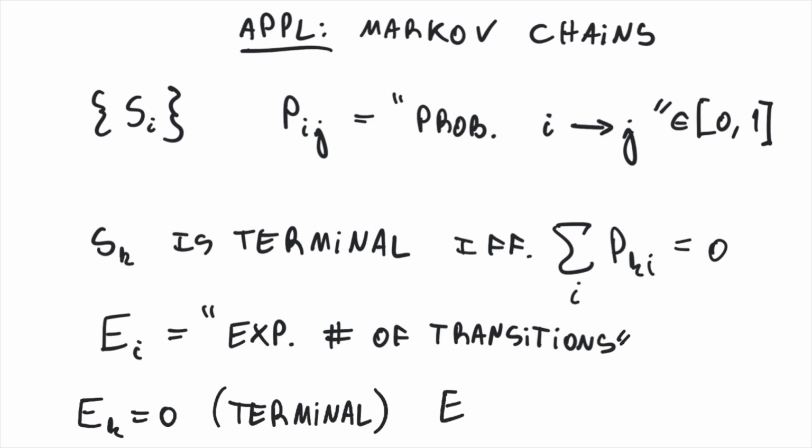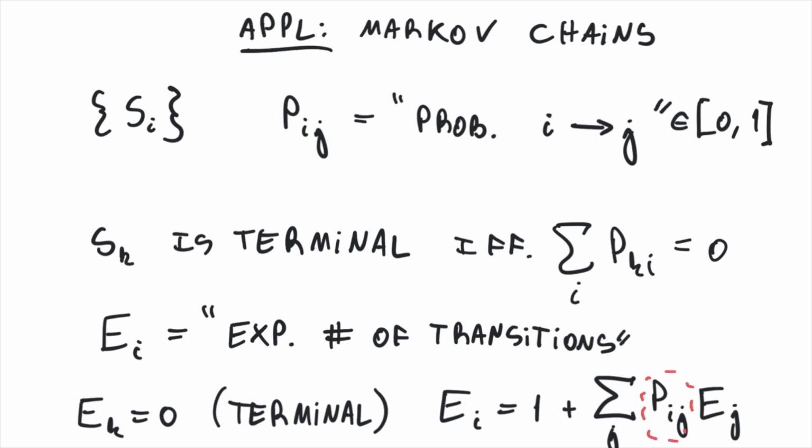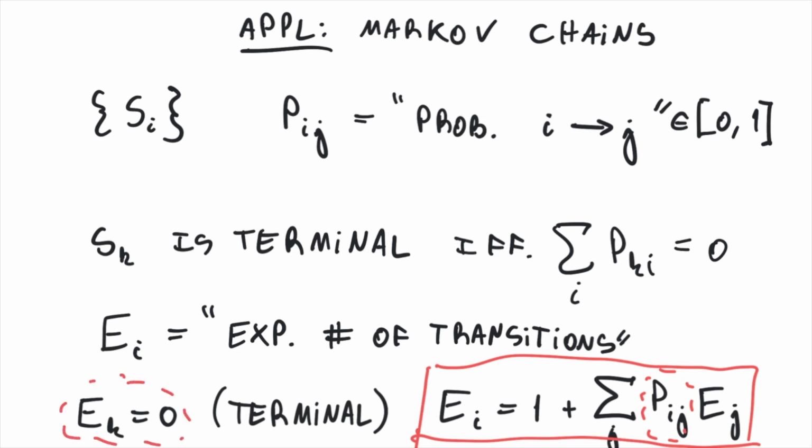And for all other states, Ei is 1 plus the sum of all the states j I can reach from i of the probability of transitioning from i to j times the expected time to reach the terminal state from state j. So let's say we know the probabilities, then basically we have to solve these equations to find the expected times when we only know some of them.